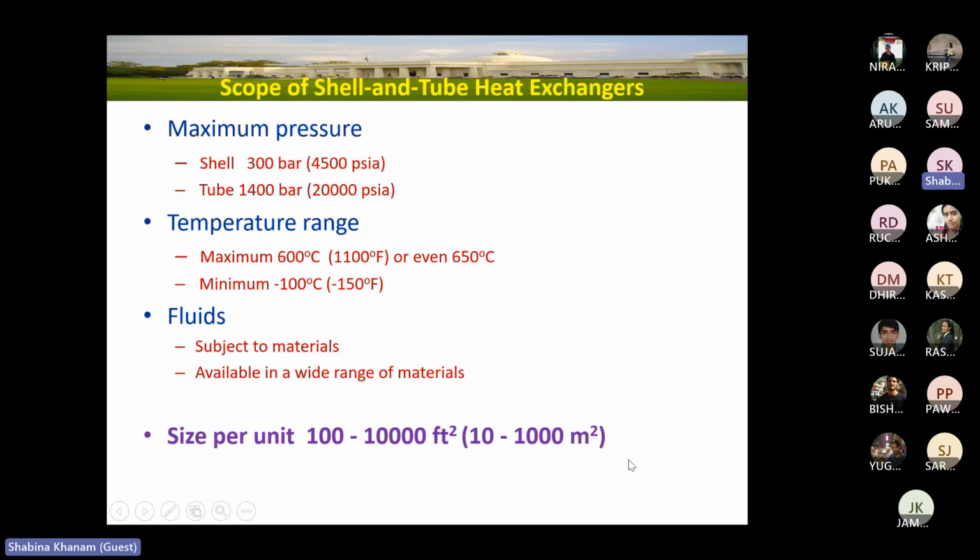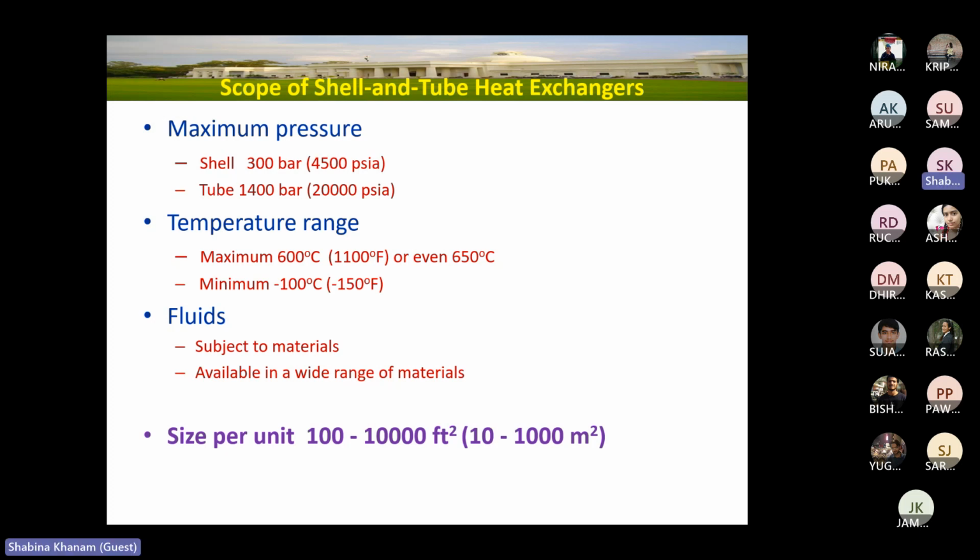So why is this 10, okay? 10 to 40, 10 to 50, what will happen? 10 to 50 also you can design a shell and tube heat exchanger, there is no problem, but the fabrication cost will be very high in comparison to double pipe. Therefore, though it can be fabricated and designed from 10 to 1000 meter square heat transfer area, we will consider it beyond 50 meter square. Okay, I hope you understand.